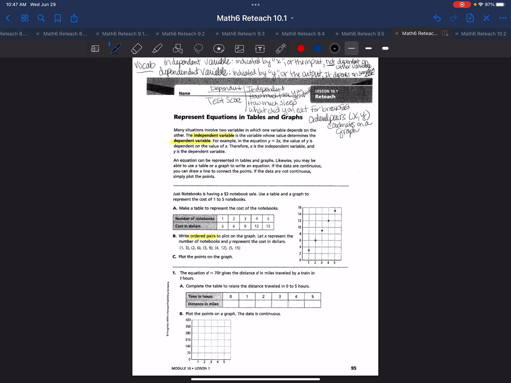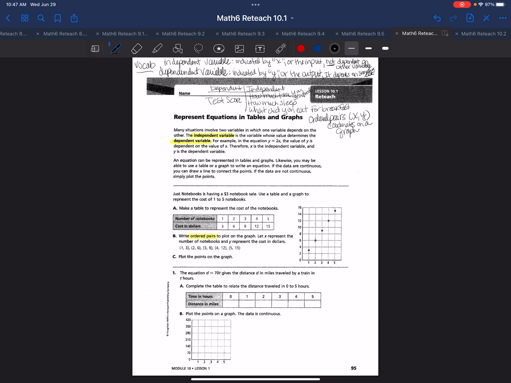Many situations involve two variables in which one variable depends on the other. The independent variable is the variable that determines the dependent variable. For example, in the equation y equals 2x, the value of y is dependent on the value of x. Therefore, x is the independent variable and y is the dependent variable. An equation can be represented in tables and graphs. Likewise, you may be able to use a table or a graph to write an equation. If the data are continuous, you can draw a line to connect the points. If the data are not continuous, simply plot the points.